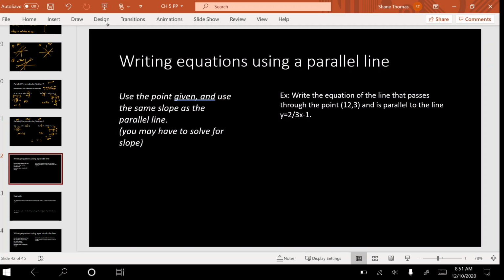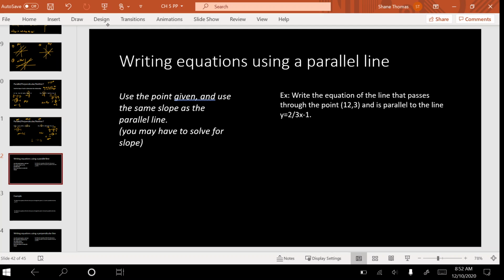All right, so the next thing you're going to do is write an equation using a parallel line. So you're going to get a question that looks like the one on the right. Write the equation of the line that passes through the point 12,3 and is parallel to the line y equals 2/3 x minus 1. So what do you have to do? Well, 2 things we need to write an equation of a line. We need a point, we need a slope, right?